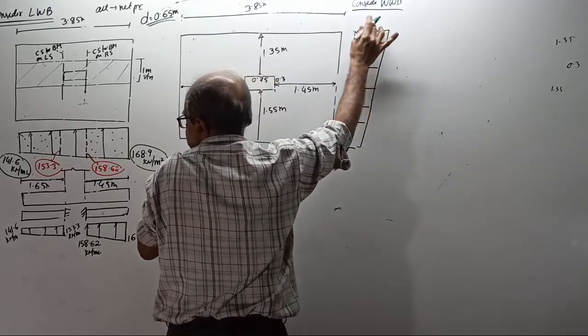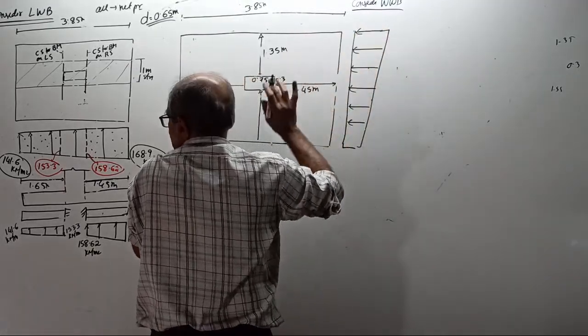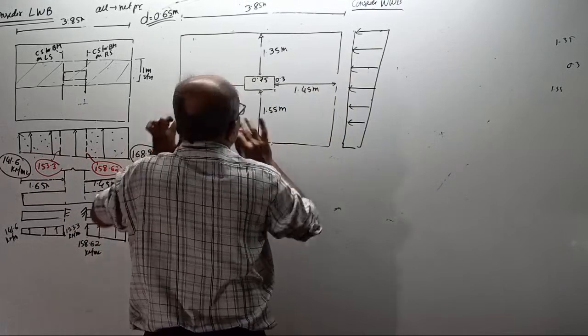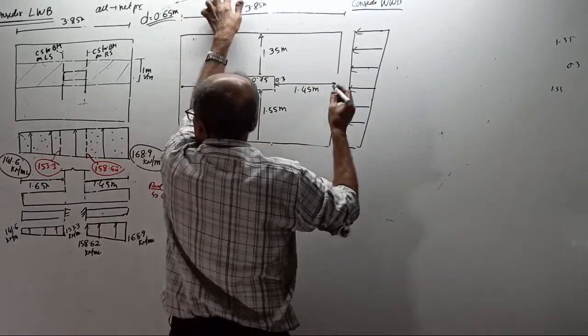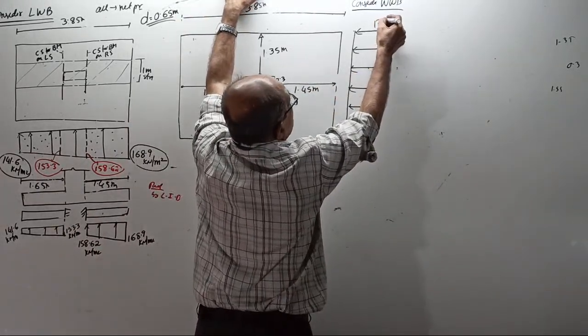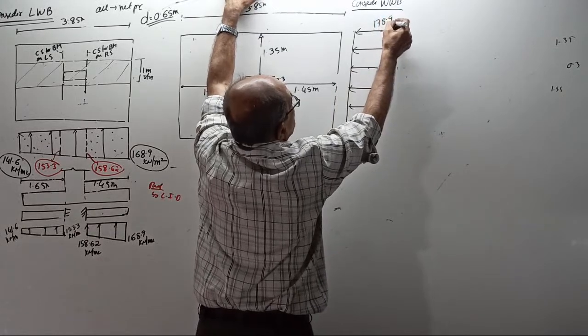E pressure. Randomly I am giving 141, 168, 168, 178.9 kN per meter square.